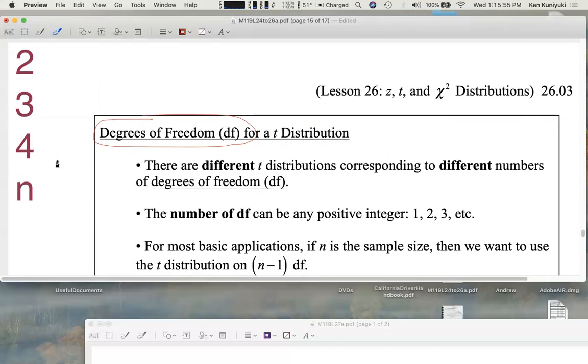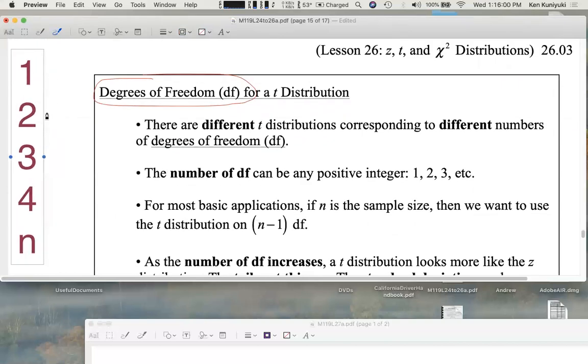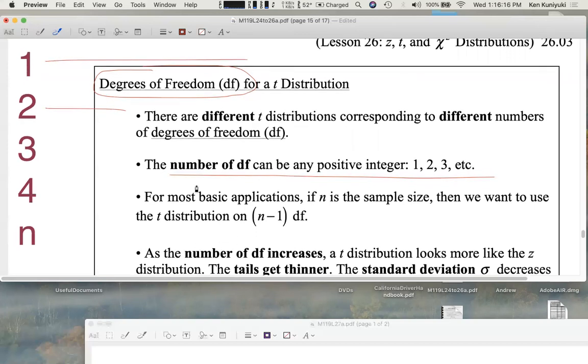But anyway, we have infinitely many t distributions corresponding to 1 degree of freedom, 2 degrees of freedom, and so forth. So in tables, you see rows for 1 degree of freedom, 2 degrees of freedom, and so forth. Again, this number of df can be any positive integer. And for most basic applications, like what we see in our class, if n is the sample size, like the number of people in a poll, then we want to use the t distribution on n-1 degrees of freedom.